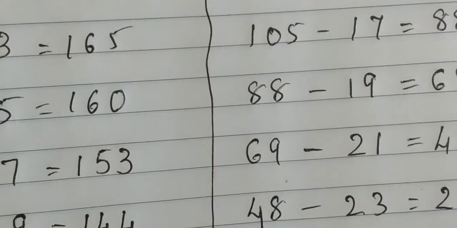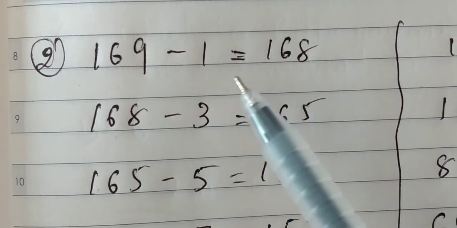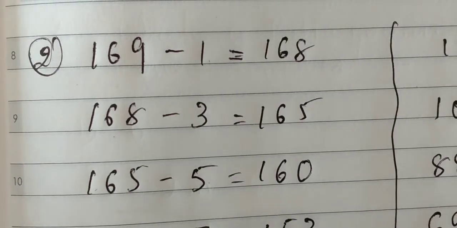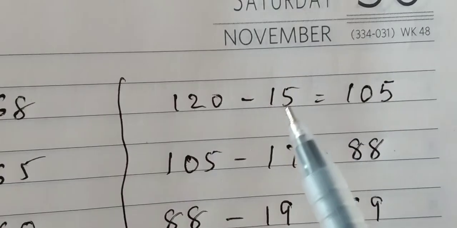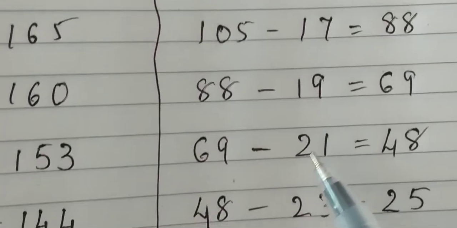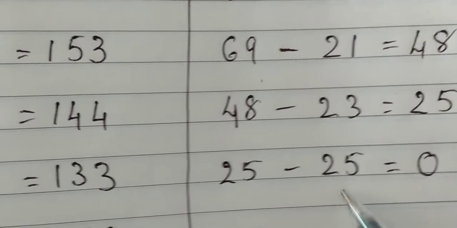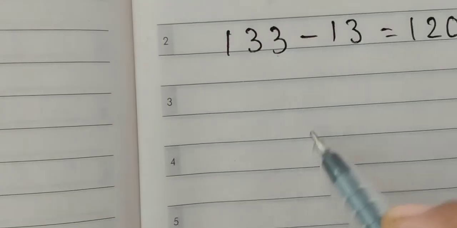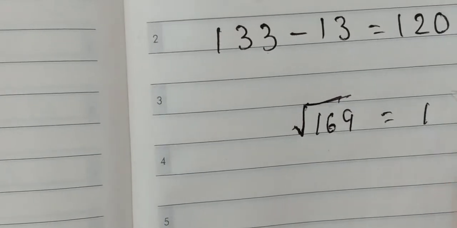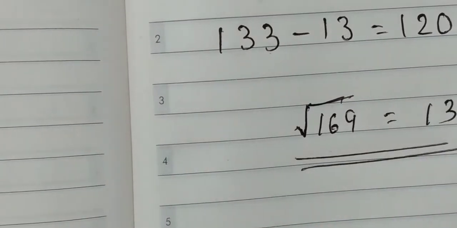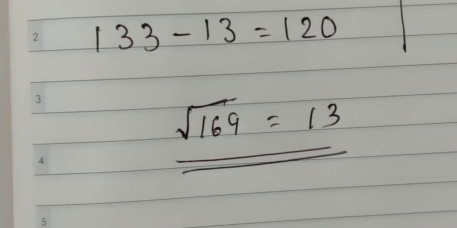And if you check the number of odd numbers, it's going to be 13. Let's check. 1, 2, 3, 4, 5, 6, 7, 8, 9, 10, 11, 12 and 13. How many odd numbers? 13 odd numbers. So the square root of 169 is going to be 13. Is that clear? So obtain the square root of 169 by the repeated subtraction method.